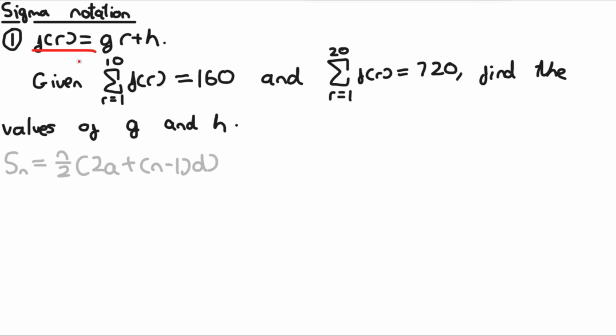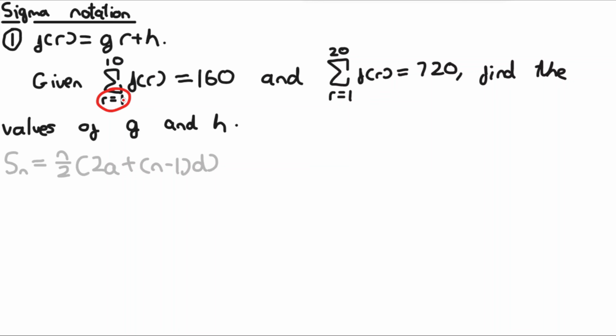So we have this function here for r, which is equal to gr plus h, and it is the expression in both of the sigmas, where this goes up to 10 and this goes up to 20, and this is equal to 160 and this is equal to 720. And we need to find the values of g and h here. So first of all, as I said before with sigma questions, I would always translate the sigmas into the actual series and then work from there.